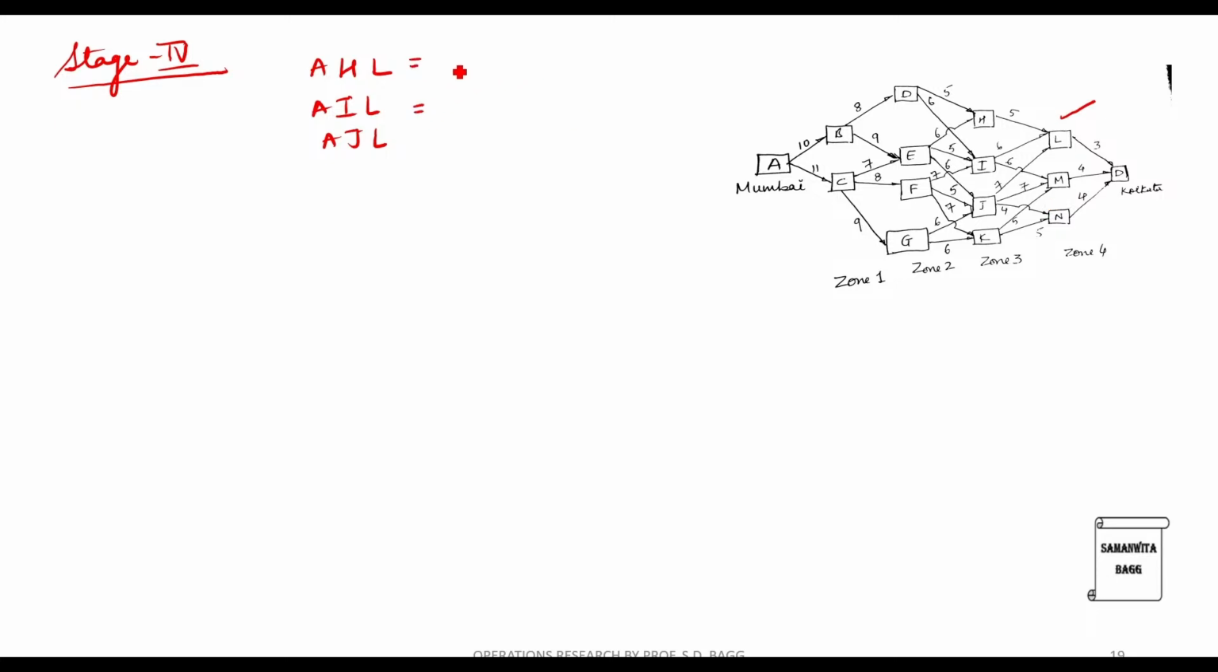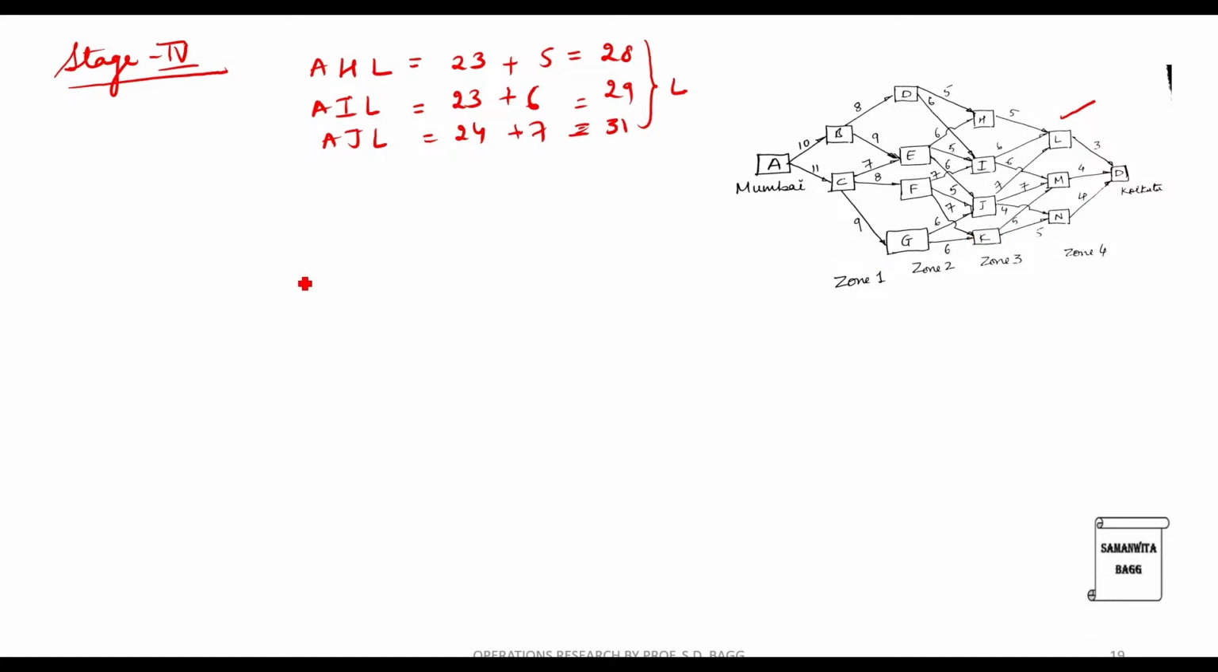So A to H is 23. A to I is 23. A to J is 24. H to L is 5. I to L is 6. J to L is 7. So when I add this is 28, 29 and this is 31. These 3 are for L.